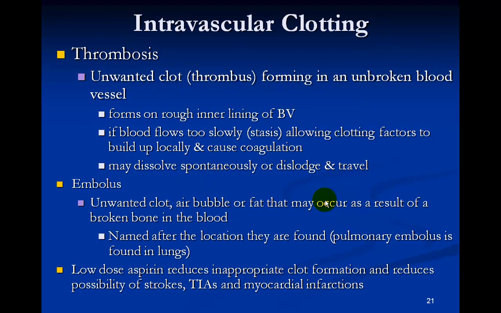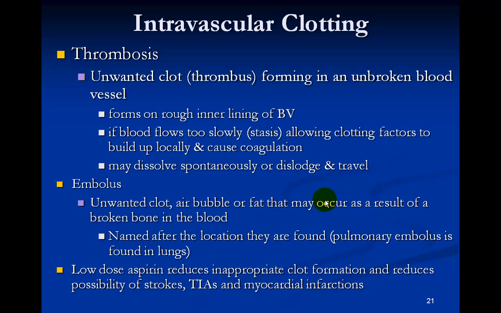Intravascular clotting is unwanted clots that happen inside a blood vessel that is not damaged. 2 types we're going to look at. One is a thrombosis. This is an unwanted clot that forms in an unbroken blood vessel. It tends to form on the rough inner lining of blood vessels. It occurs when blood flows too slowly, allowing clotting factors to build up in local places and cause coagulation. Sometimes these thromboses dissolve spontaneously, or in other cases they dislodge and they travel until they get stuck in smaller blood vessels.